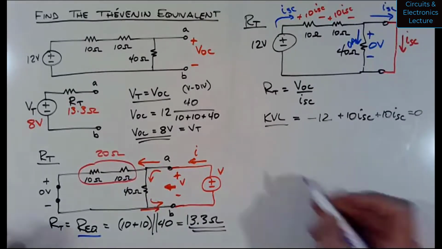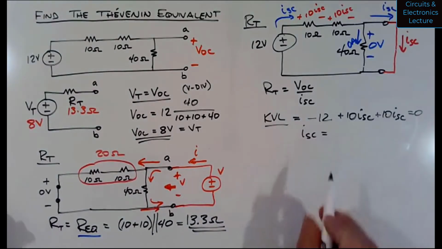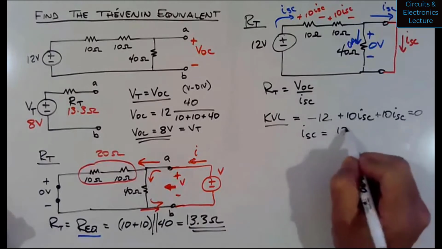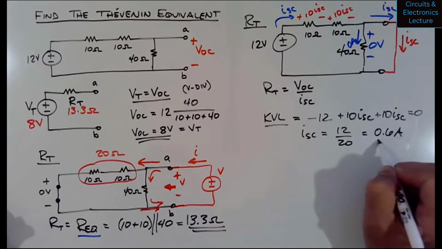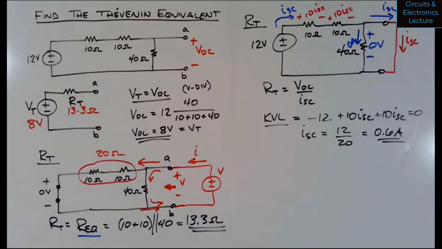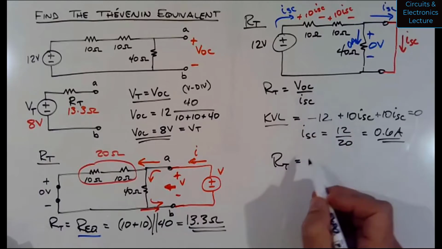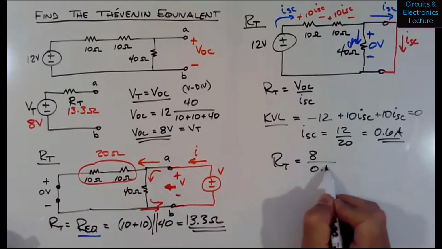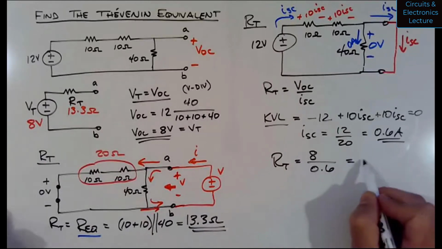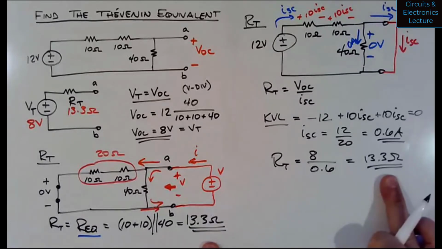Okay, so what I get is ISC equals 12 over 20, equals 0.6 amps. Now I have what I need to find RT, because RT equals VOC, 8, over ISC, 0.6. And if you run that calculation, you would see that's 13.3 ohms. So we get the same result, either way, for RT.